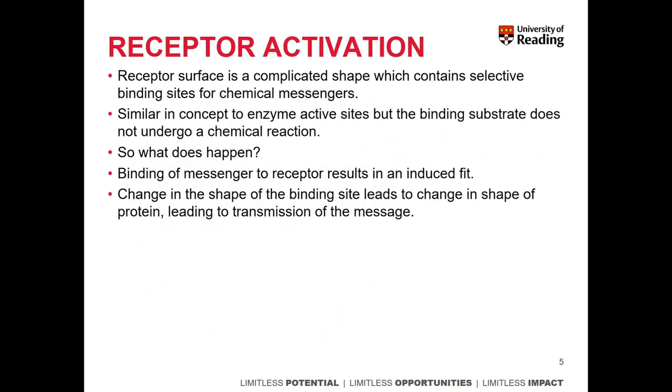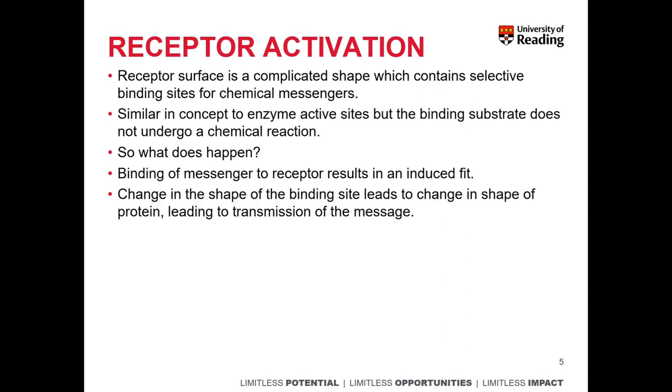So how are receptors activated? Well, the receptor surface is a very complicated shape, and this contains selective binding sites for chemical messengers. Now, the theory behind receptor activation is very similar to the concept of an enzymatic reaction in an active site. And the key difference between a substrate binding into an active site of an enzyme and a messenger binding into the receptor site on a receptor is that the messenger molecule binding into the receptor does not undergo a chemical reaction, but a substrate binding into an enzyme does.